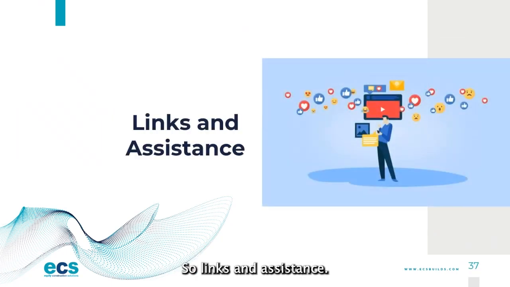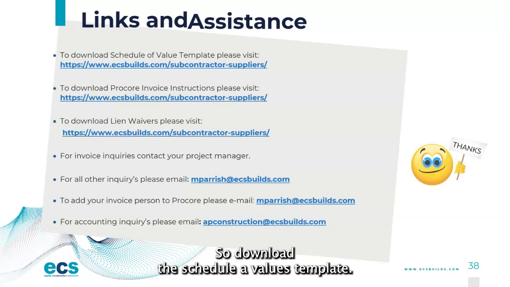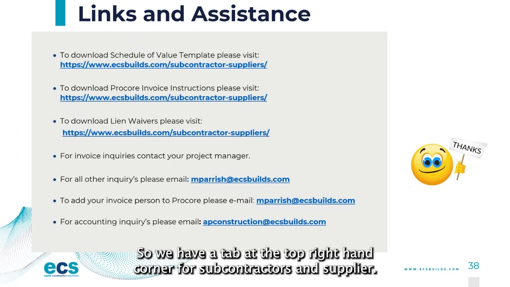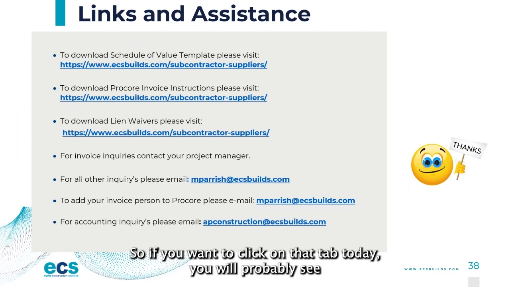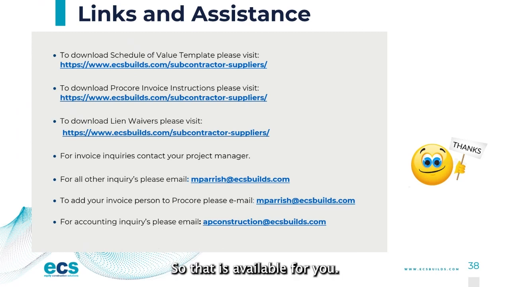So, links and assistance. We're going to provide some links and assistance for you. Download the schedule of values template. The first 3 items are all going to be on the ECS Builds website. We have a tab at the top right-hand corner for subcontractors and suppliers. If you click on that tab today, you will probably see the Procore invoice instructions that were already uploaded this morning. So that is available for you.